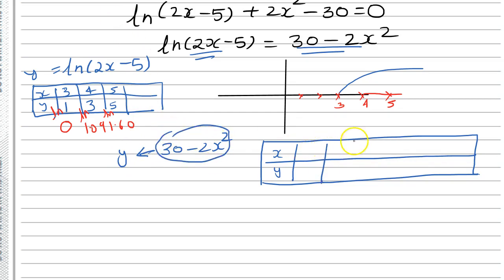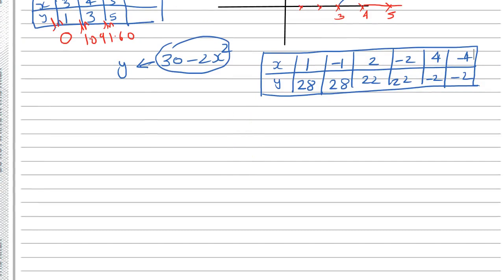So I'm going to plot this here. If we put x is equal to 1, then it will be 28. If we put minus 1 here, then it will be 28 again. If you put 2 here, then it is 22. If you put minus 2 here, then again it is 22. Let's put 4 here. If you put 4 there, then it is minus 2. And if you put minus 4 there, then also it is minus 2. So basically our graph will look like this. Let me draw the graph here.